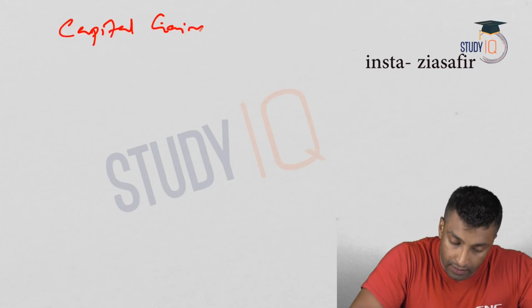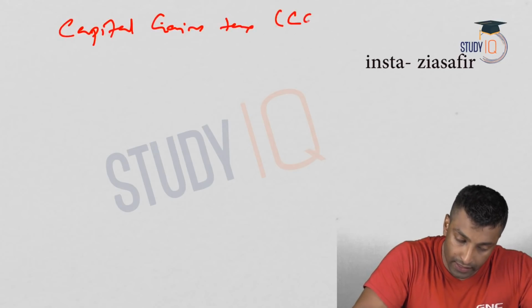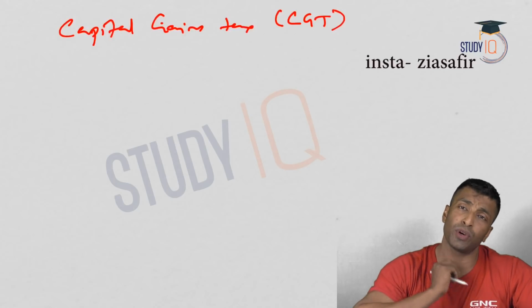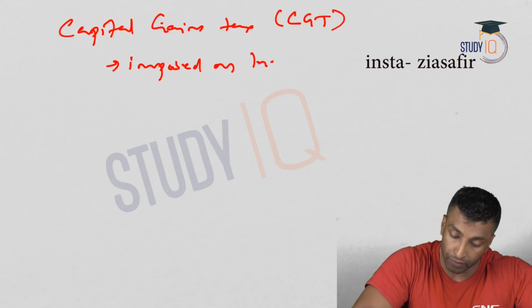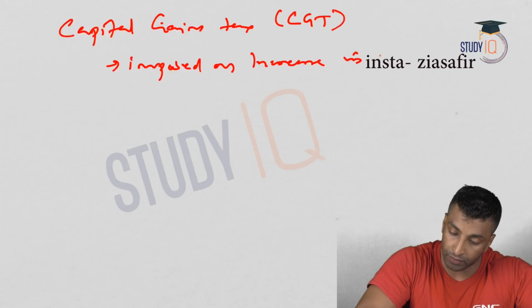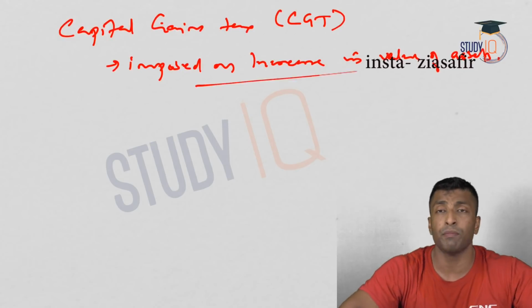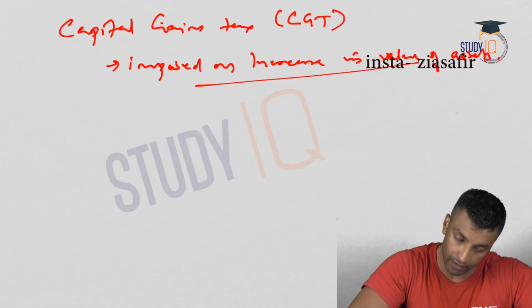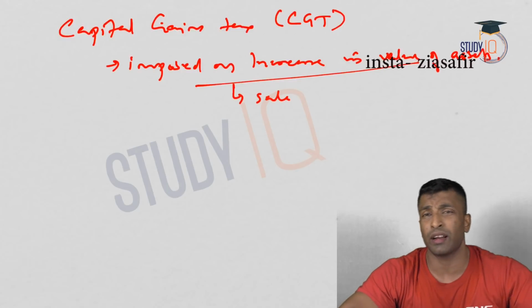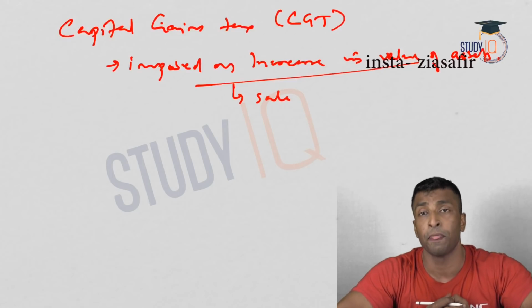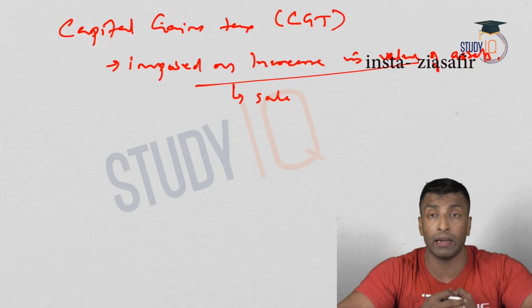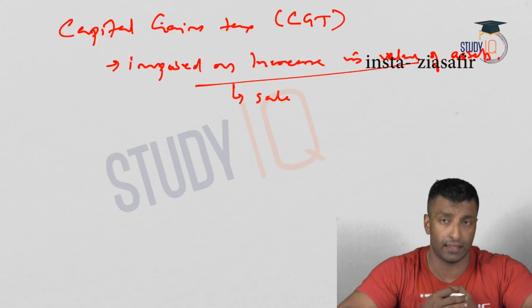Capital gains tax, CGT. It is actually imposed on increase in value of assets. So let me write it down. Imposed on increase in value of assets. Okay, it is imposed at the time of sale. Now the rates actually vary. There are physical assets and there are financial assets. Physical assets means I'm talking about land, buildings, etc. The financial assets are the shares, etc.